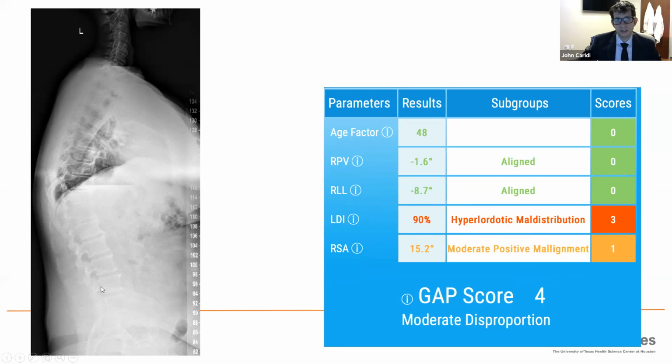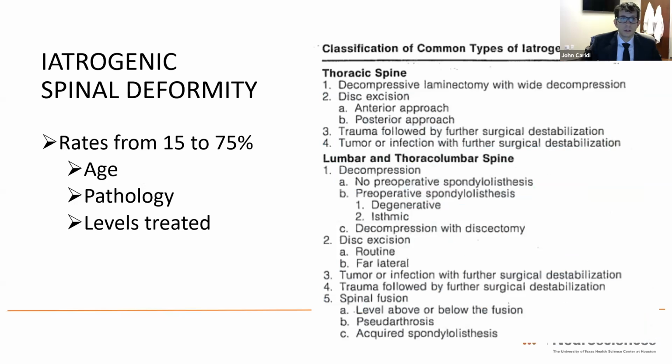with just a microdiscectomy. So this is an example of somebody with an unfused spine that we need to be careful that we're not going to potentially do something much larger than we really need to. So let's talk just for a moment about iatrogenic spinal deformity.